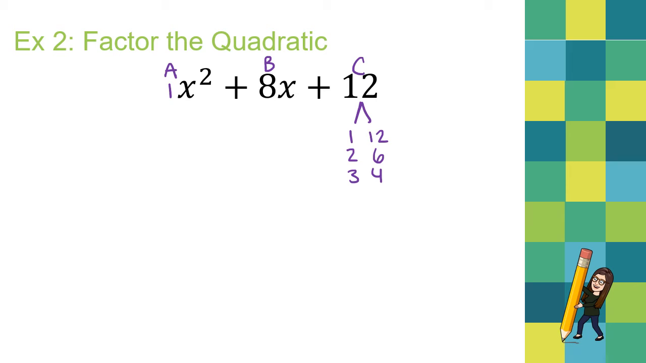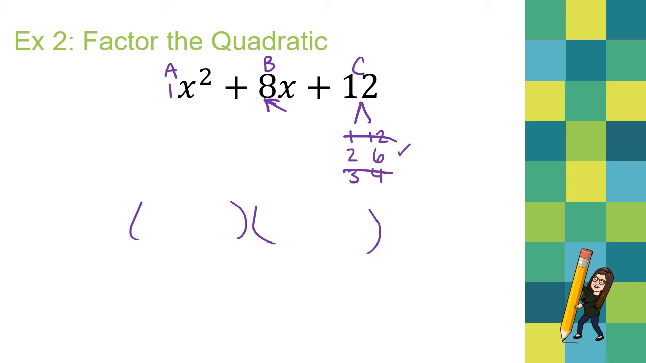Can 1 and 12 make 8? Nope. Can 2 and 6 make 8? Yes. Can 3 and 4 make 8? No. Make sure you go through the whole list of numbers because we're going to get to a point where we have more than one set that works.